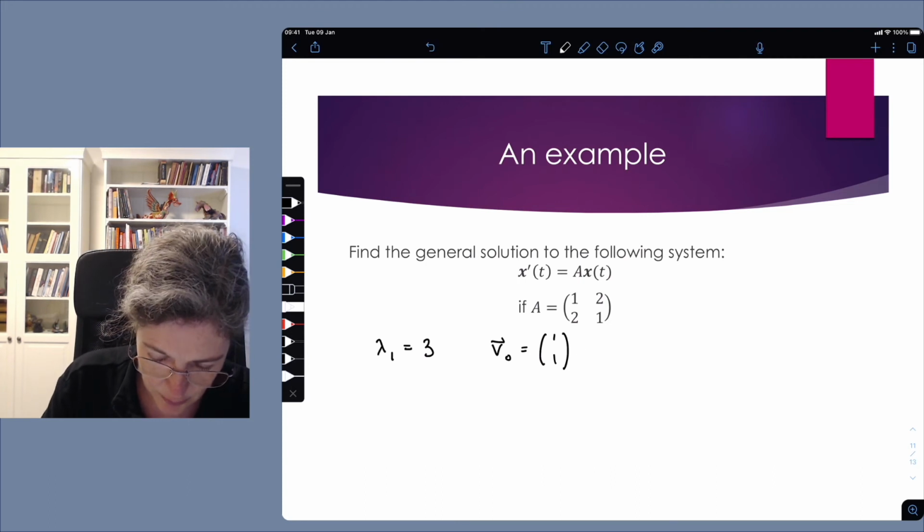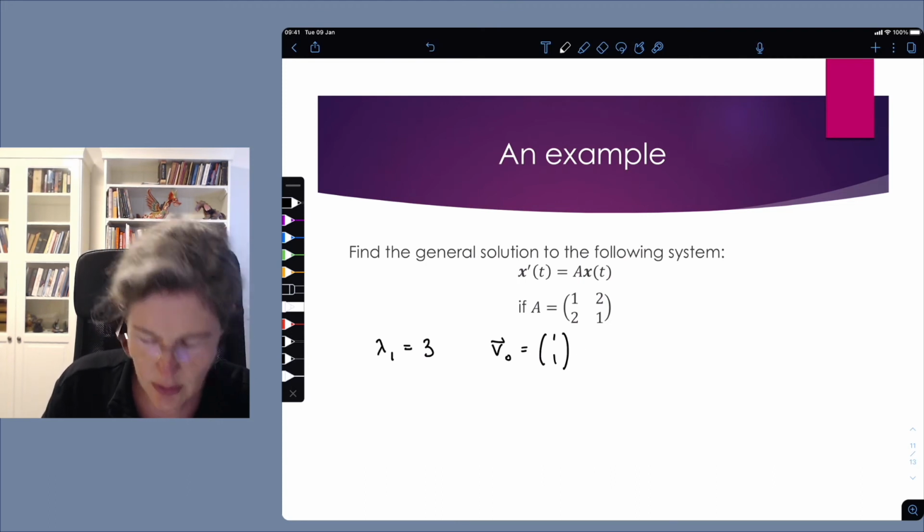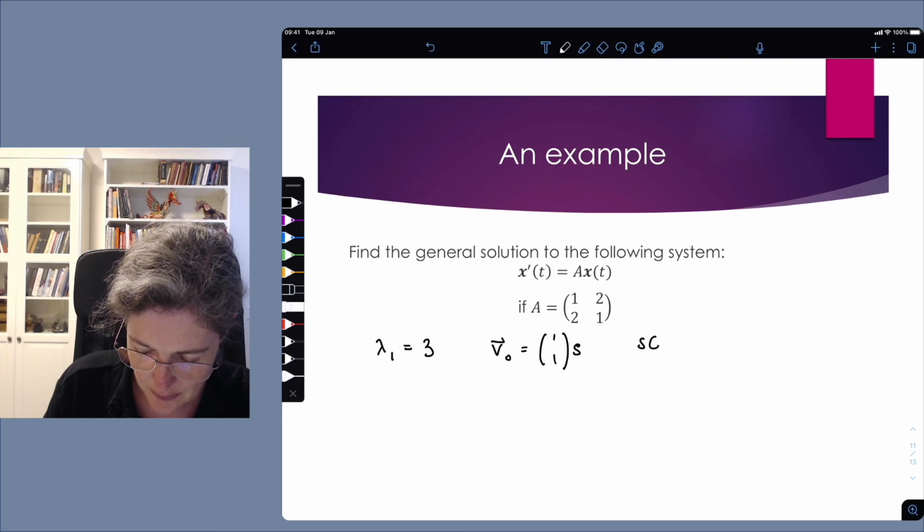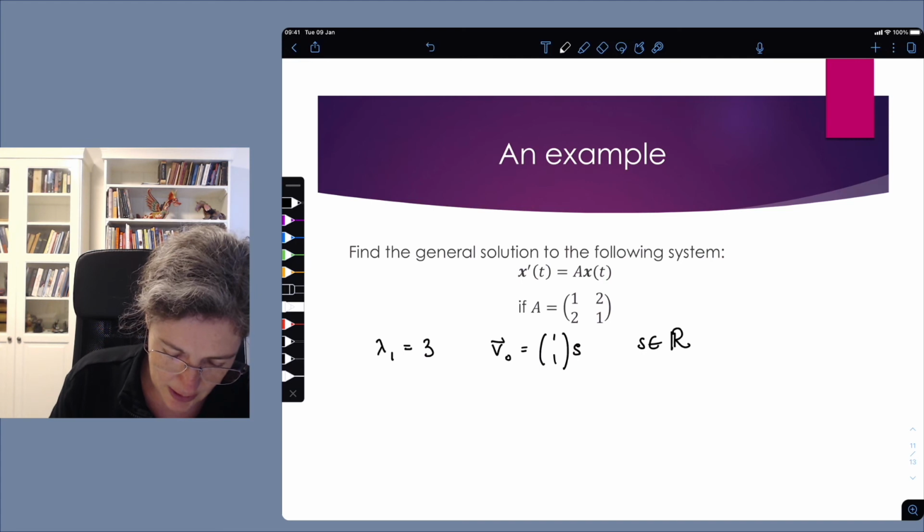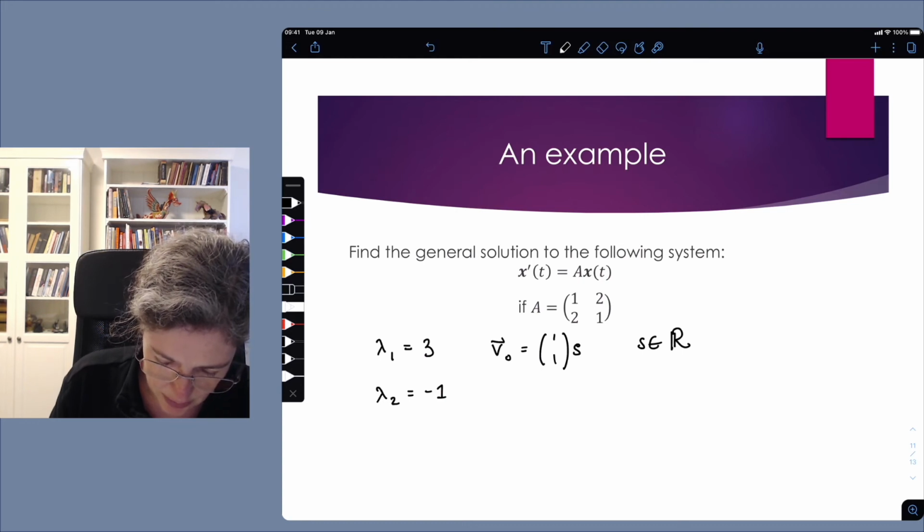And I'm going to use a different, what should I use? Let me use an S here. And we found also an eigenvector of -1. So I should have called this one my eigenvector 1, and this is my eigenvector 2. And this one was a 1, 1.